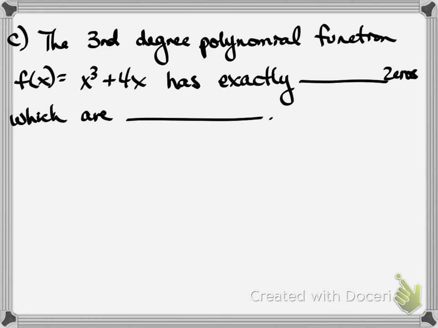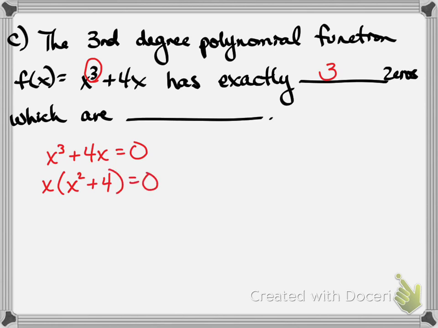Okay, this third degree polynomial function, because the highest degree is a 3, should be 3 zeros. So let's see what they are. Let's take our function and let's factor it by taking out an x. Now, x squared plus 4 doesn't factor again, so you're going to set both of these factors equal to 0.